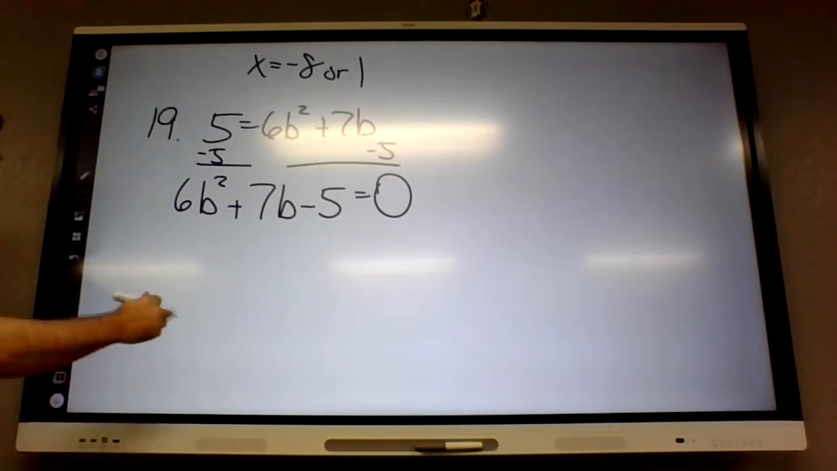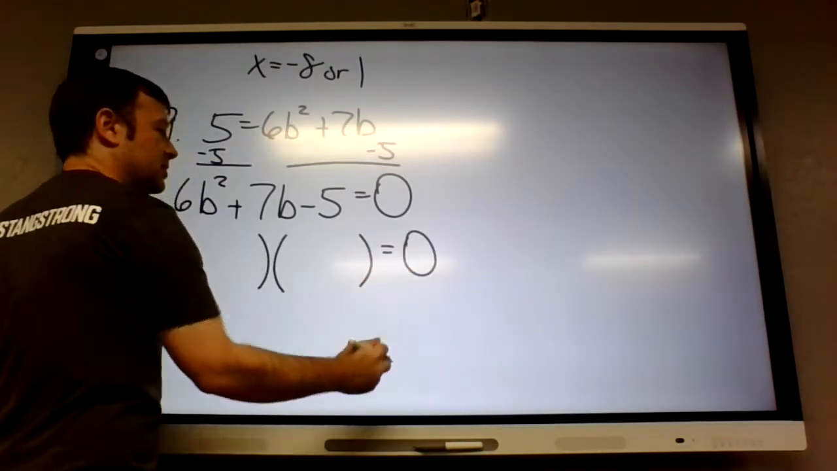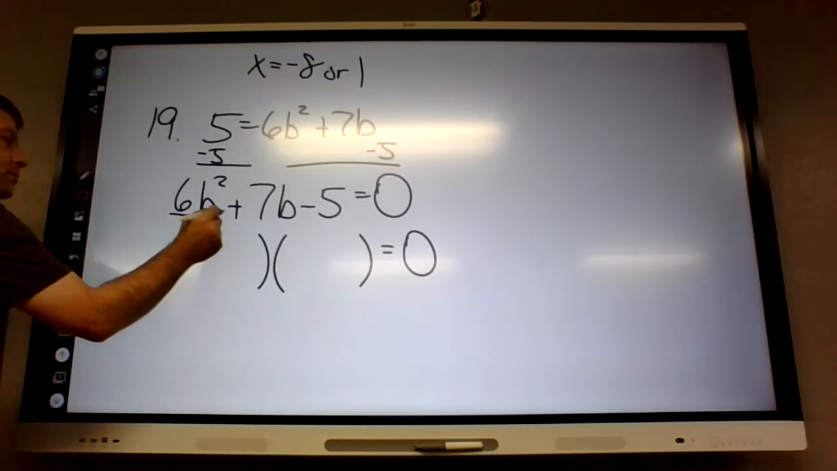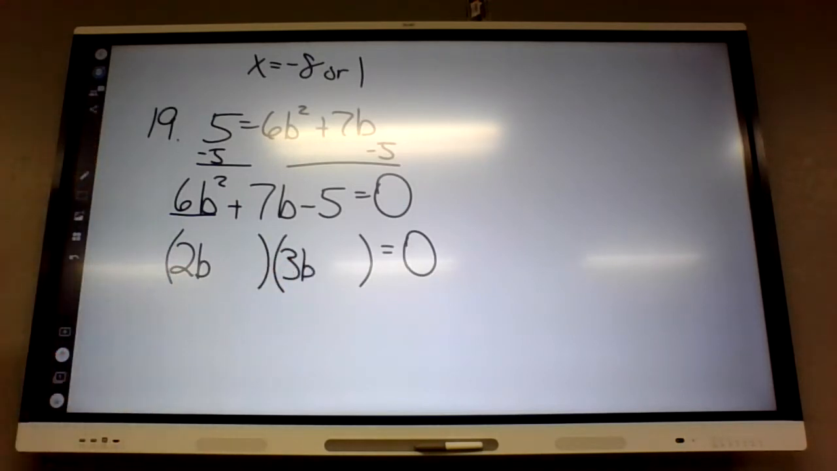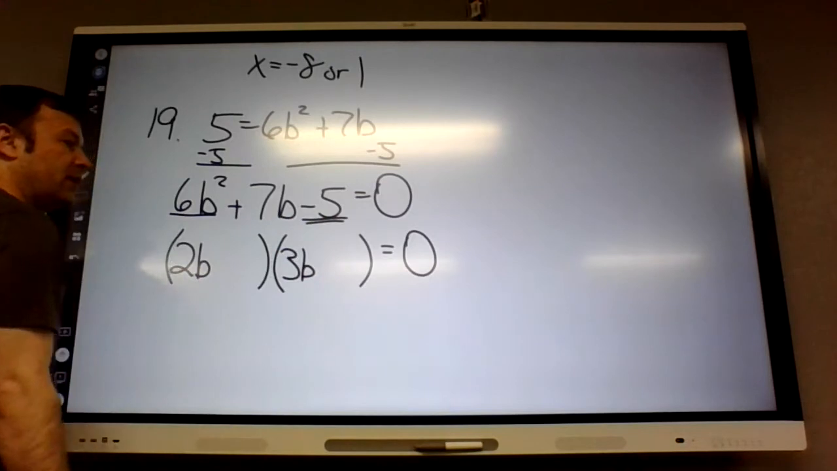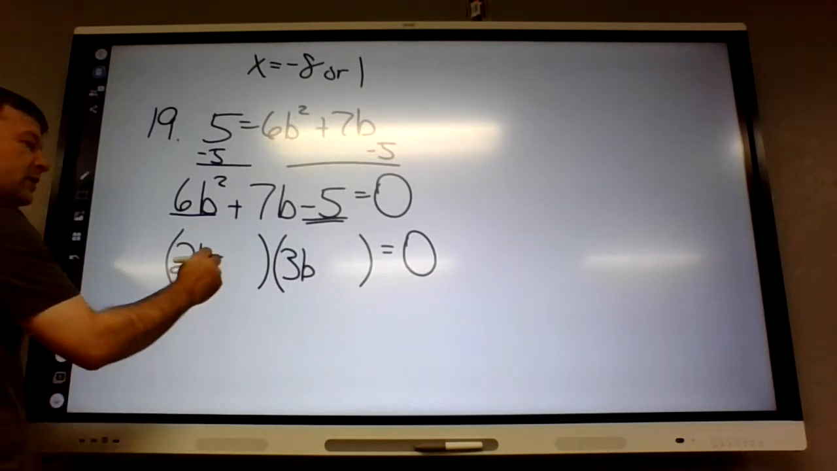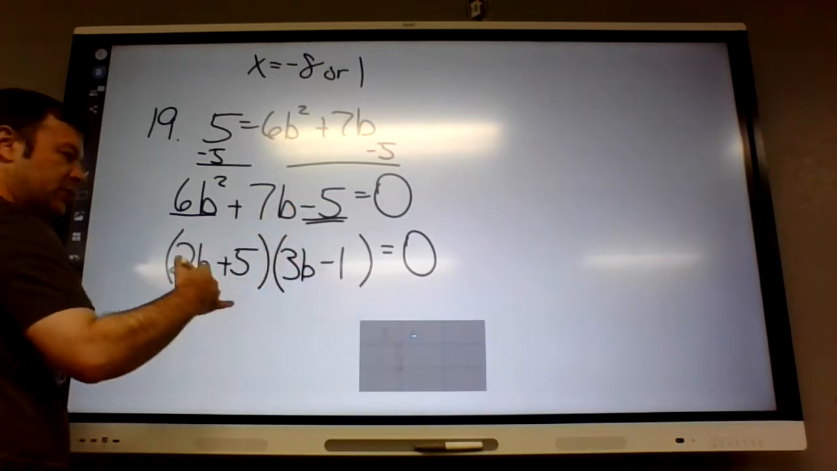What's different about this problem? There's a 6. There's a number on the front. So we can't just put b and b, and we can't just say what goes into 5 that adds up to 7. We have to say what goes into 6b squared. 2b and 3b, or could be 6b and 1b. We just have to try and see what works. And for the back, what goes into negative 5? 5 and negative 1, or maybe negative 1 and positive 5, or some combo of that.